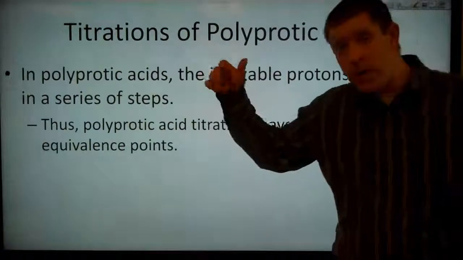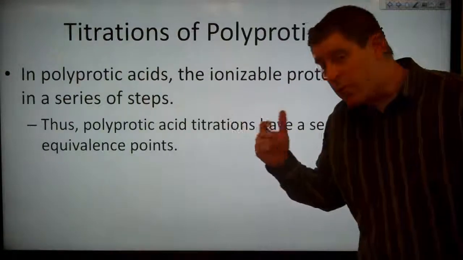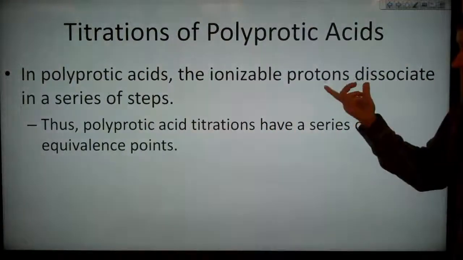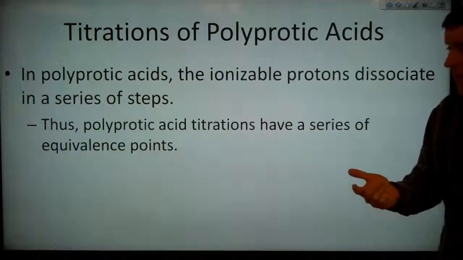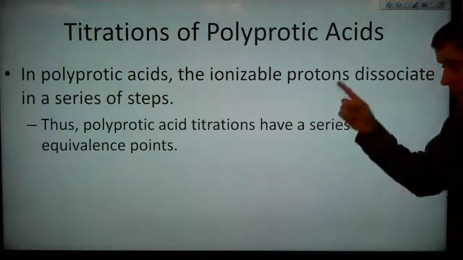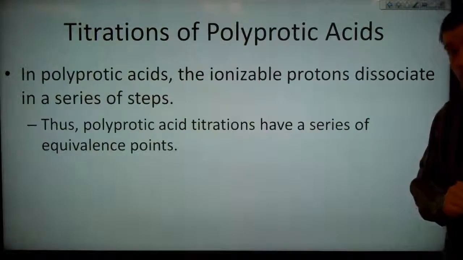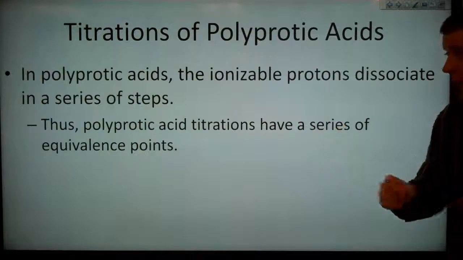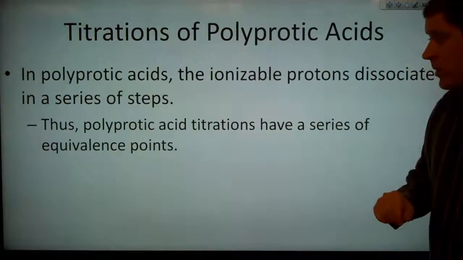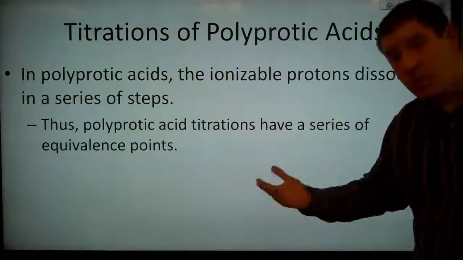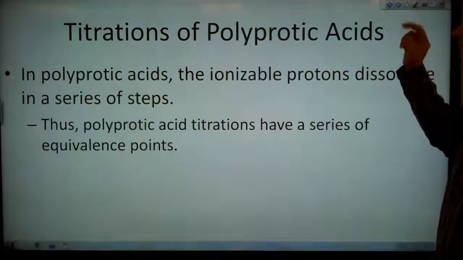So that was for a monoprotic acid. But in polyprotic acids, the ionizable protons can dissociate in a series of steps, which means we won't have a curve that looks just like an S. We'll have multiple equivalence points. So our polyprotic acid titrations will have a series of equivalence points. If we have a diprotic acid, we'll have 2 equivalence points. If we have a triprotic acid, we'll have 3 equivalence points, and so on.